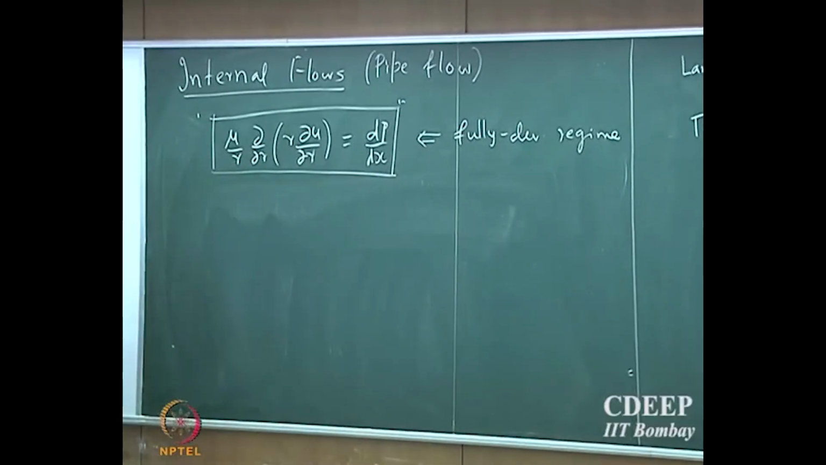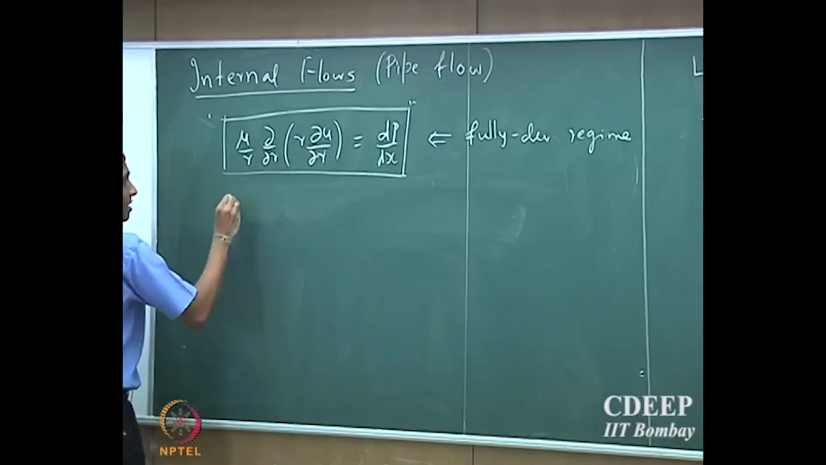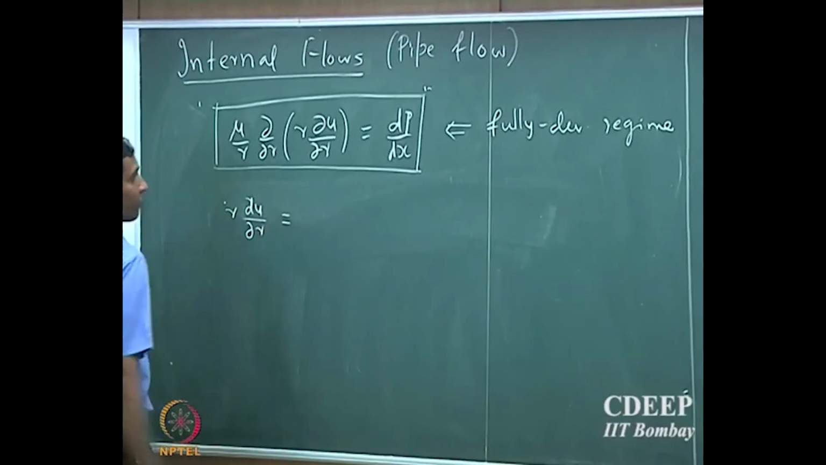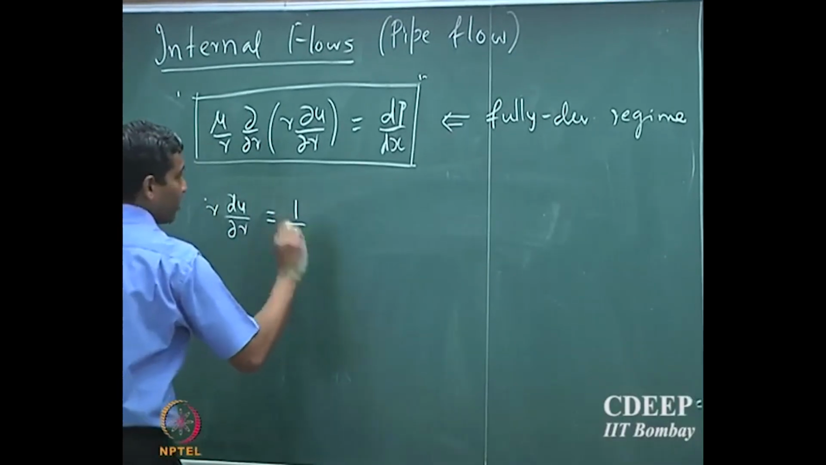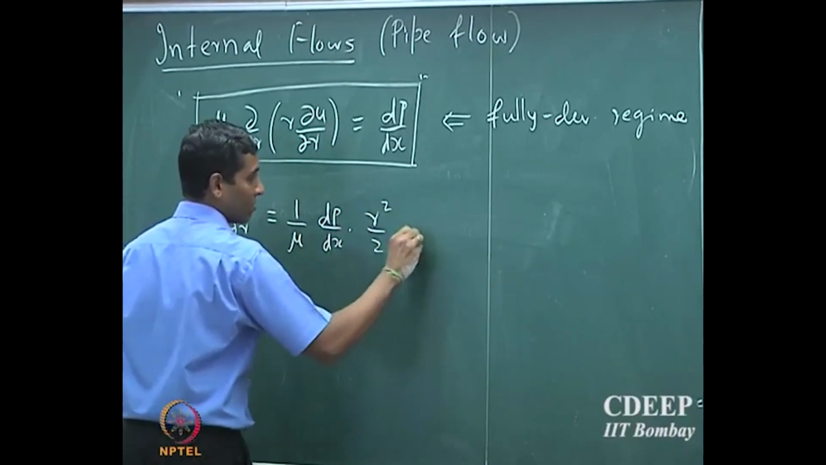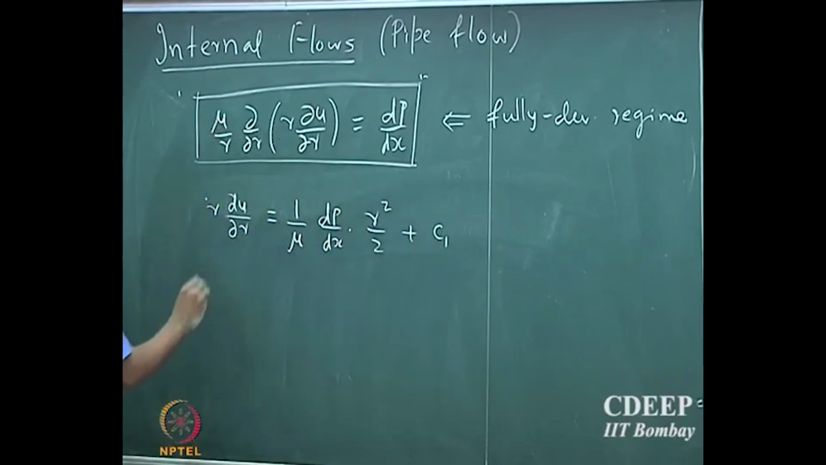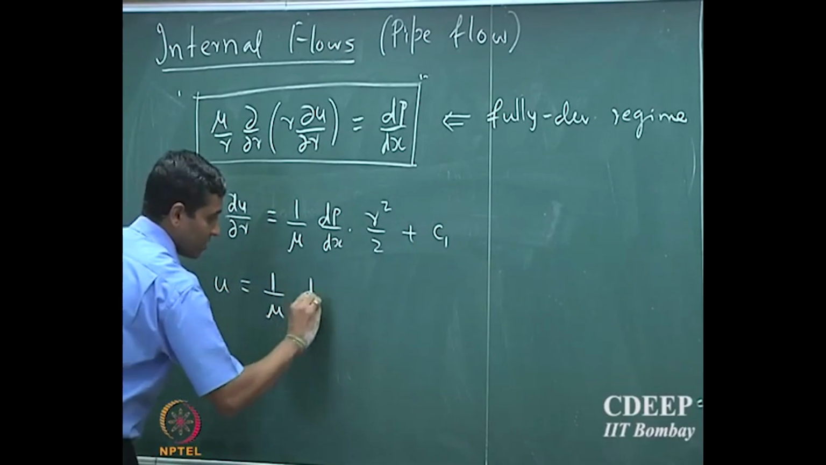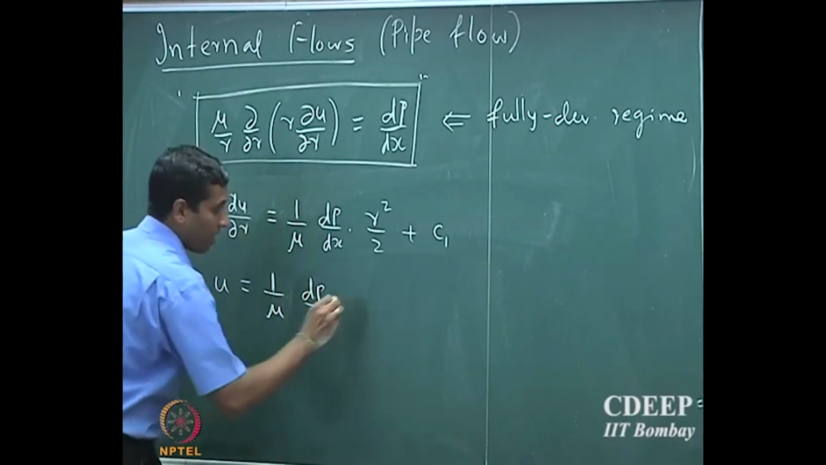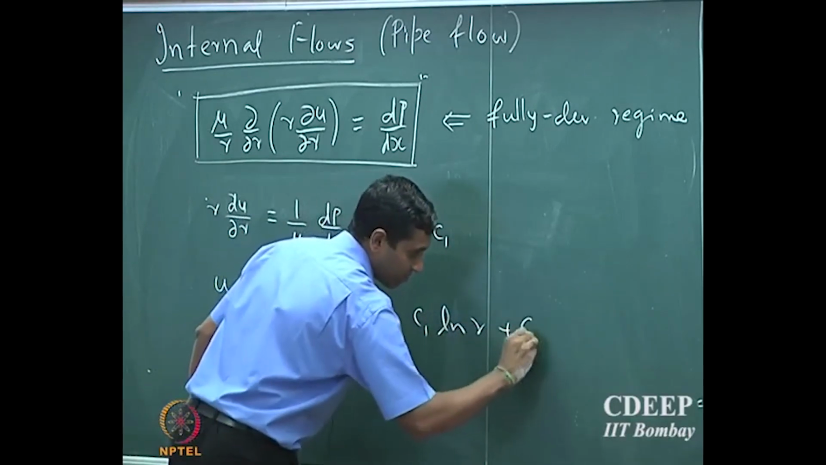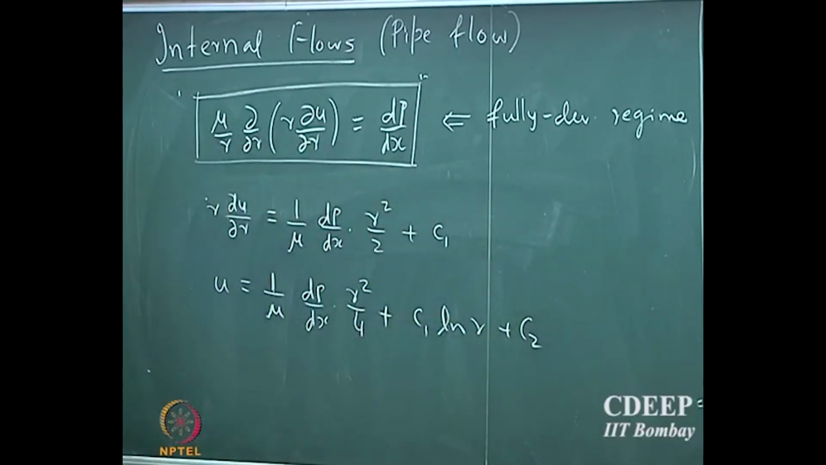So I can integrate this expression, so it will be r du by dr equal to 1 by mu dp by dx into r square by 2 plus C1, and u is 1 by mu dp by dx r square by 4 plus C1 ln r plus C2. So that's the integral. What are the boundary conditions?